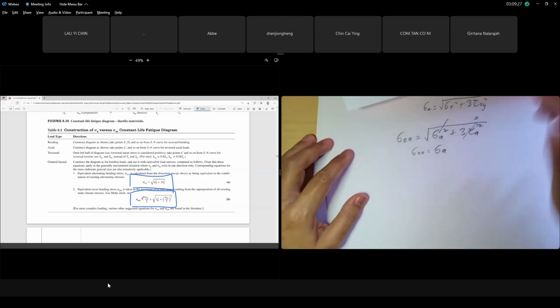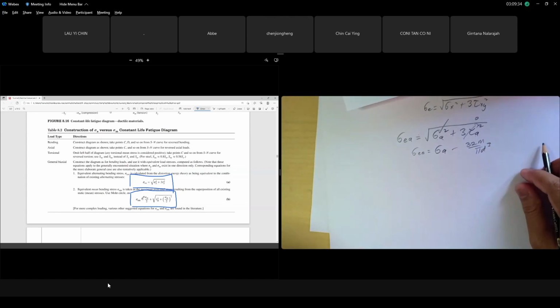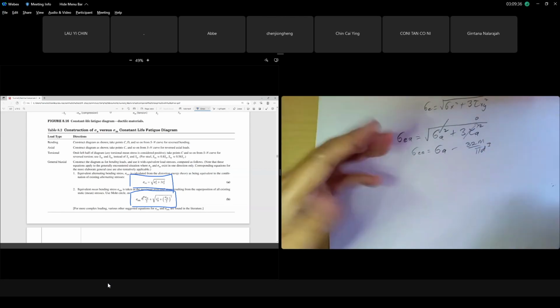So, this one is straightforward. You punya yang bending 32 moment pi d cube untuk this one untuk case shaft lah. Bending stress, okay. Or your sigma x.